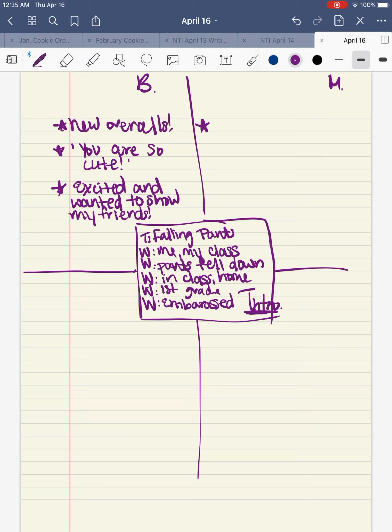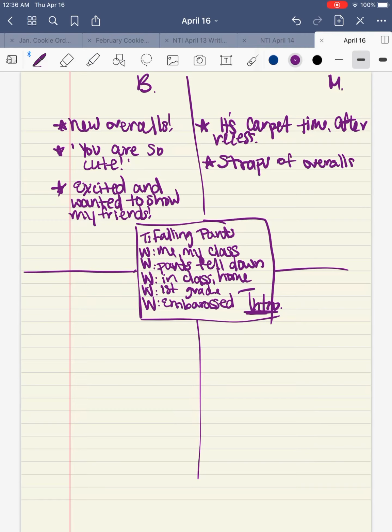So, in the middle, I'm at school. It's carpet time. Okay, it was after recess, and I remember this. Carpet time after recess. Okay, I'm going to kind of set this up. So, overalls have straps. So, my straps were a little bit loose, and so they had fallen off my shoulders. Straps of overalls fell off shoulders. And I wasn't paying attention. It was carpet time. She was reading, my teacher, Miss Rodman, she was reading a book.